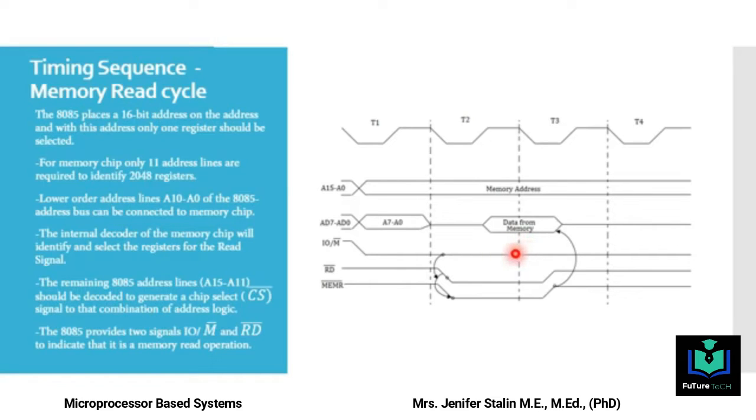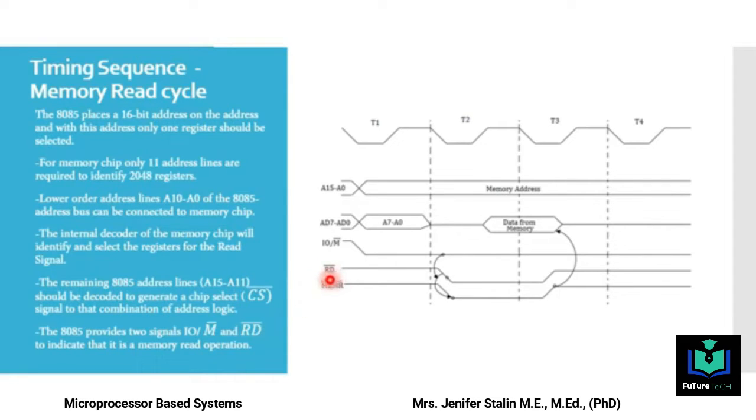Now, to read the memory, what are the things the microprocessor is handling? It is handling IO/M bar. You can see that the M signal, that is M bar, is low. From the T1 sequence, it is kept low until the sequence ends. This M bar will be low. That means it is indicating what? Memory read operation.